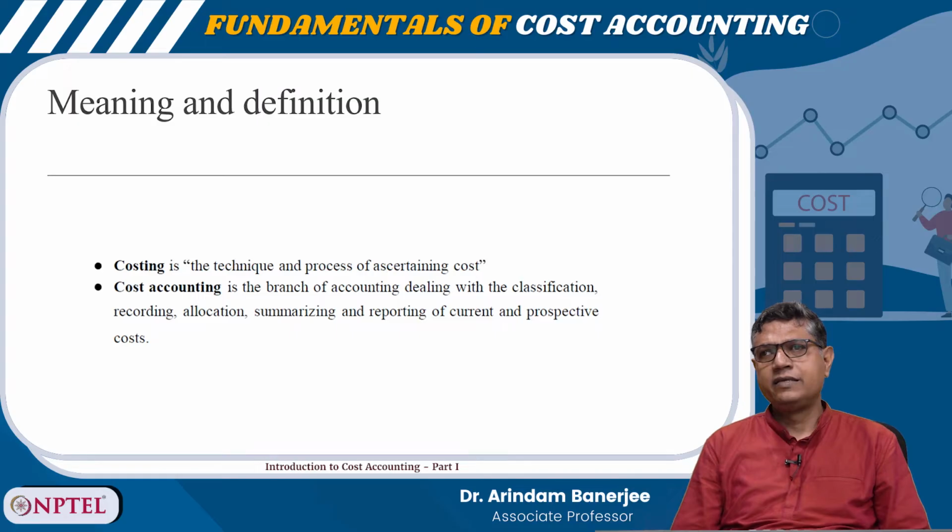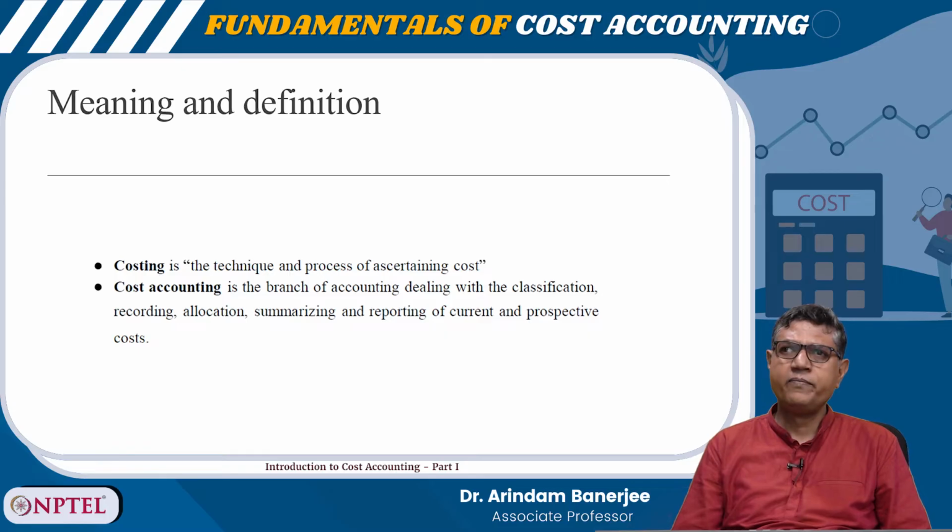Now, this estimation of cost is often easier said than done. The reason is that many of the costs are measurable in direct terms, so I can directly calculate them, but there are also some elements of cost which I cannot directly attribute to the cost center, the product, or the cost function. So, costing is a technique and the process of ascertaining costs.